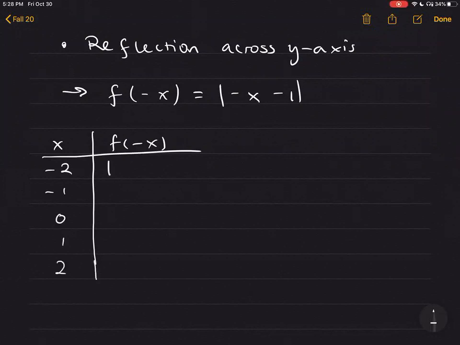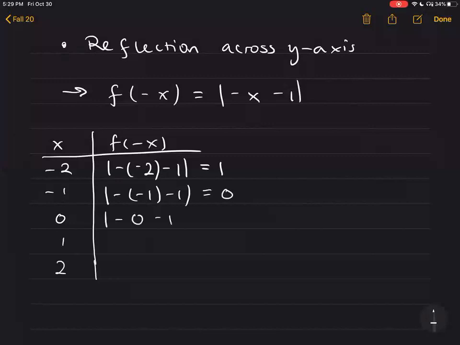let's actually plug these in. So this will be absolute value of -(-2) minus 1, which comes out to 1. And then -(-1) minus 1 comes out to 0. And then -0 minus 1 is just going to be 1. And then -1 minus 1 is going to be 2. And then -2 minus 1 will be 3.